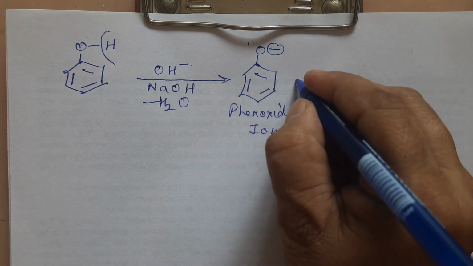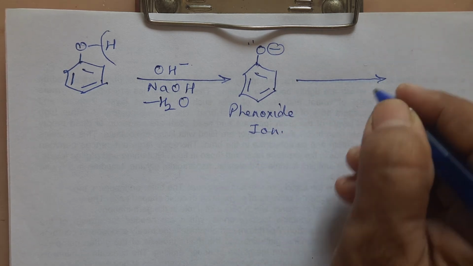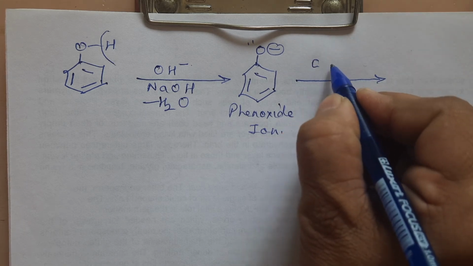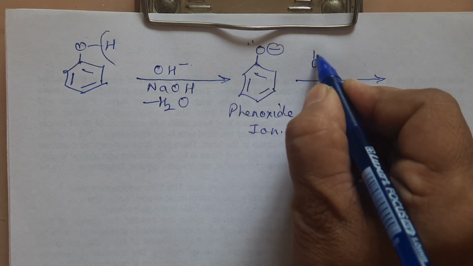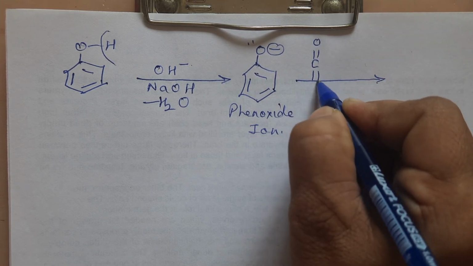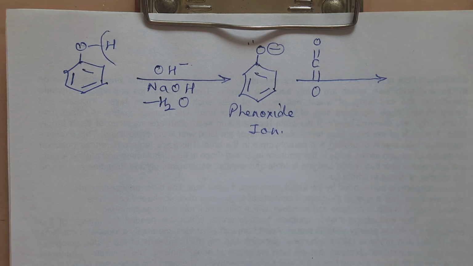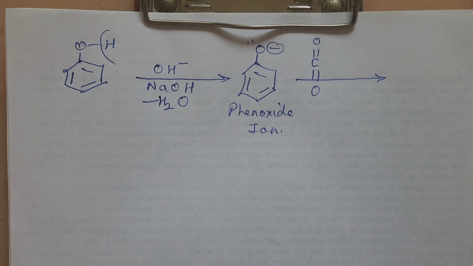Now this phenoxide ion will react with carbon dioxide. We are using so many species, but till we understand how it is attacking, how it is reacting, it's not interesting to learn. We are likely to forget that way.